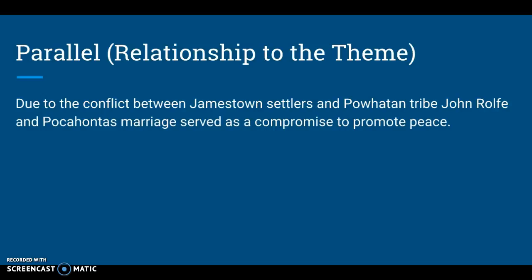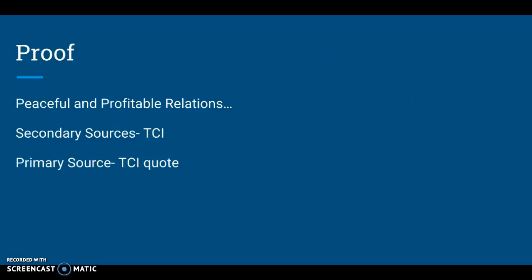So my parallel was just that: due to the conflict between Jamestown settlers and the Powhatan tribe, John Rolfe and Pocahontas' marriage served as a compromise to promote peace. So I got both of those, so I would have to prove both conflict and compromise. And then the proof. You don't have to actually write the proof in your thesis, but your proof is the research that's going all around your board. That's the stuff that's really going to prove your claim, what you believe in your thesis.